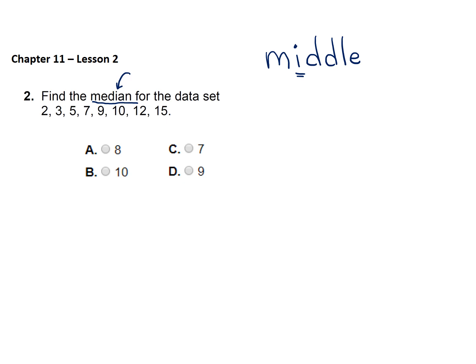So I always go 1, 2, 3, 4, 1, 2, 3, 4. In this case, there is no middle number, so we have to figure out what that would be. What's halfway between 7 and 9? Well, that is 8. You can do that mentally.